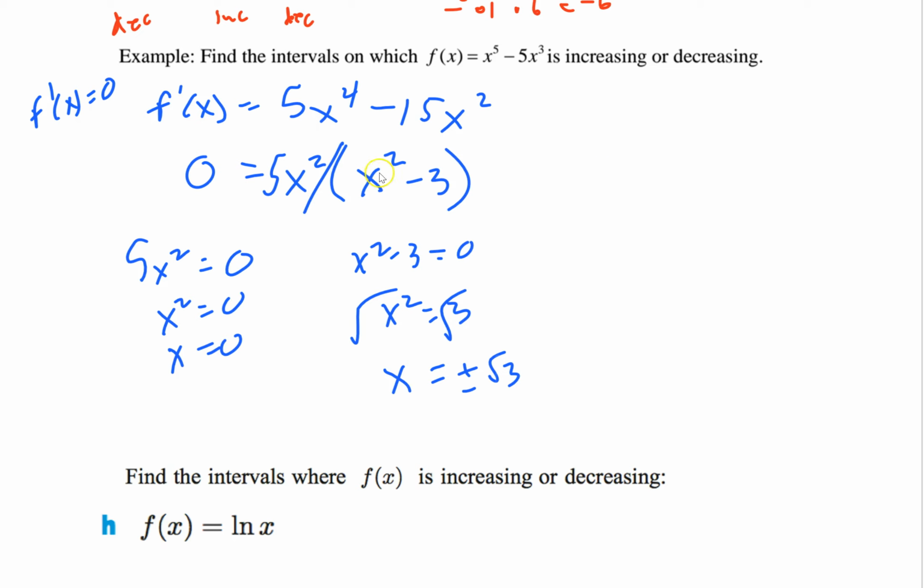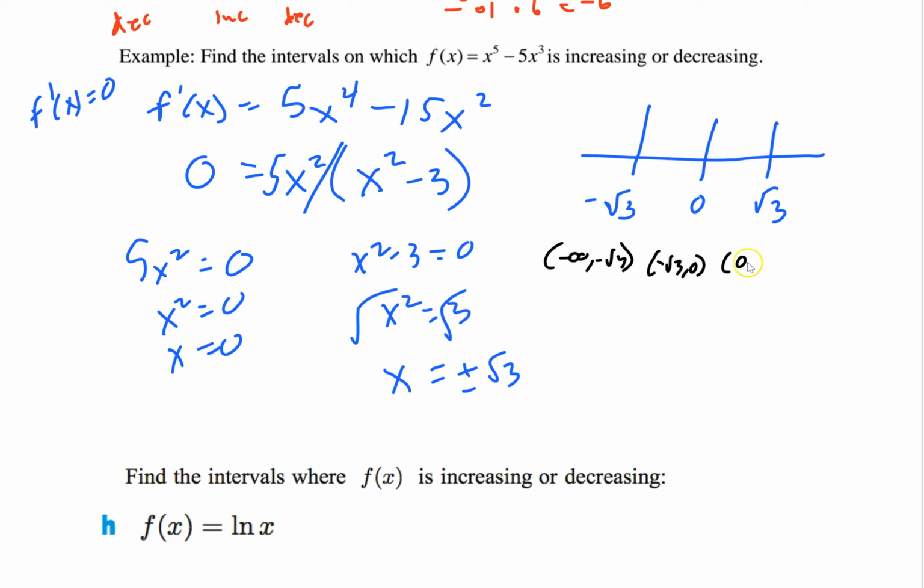Now again, if you know how to graph this, you can still do it like this, it works the same way, but let's do a sign chart so we can see it. So now I have 3 things that I worry about. There's negative rad 3, there's 0, and then there's rad 3. So I have 4 different intervals here. I could go from -infinity to negative rad 3, negative rad 3 to 0, 0 to rad 3, and rad 3 to infinity. This one, this one, this one, and this one.